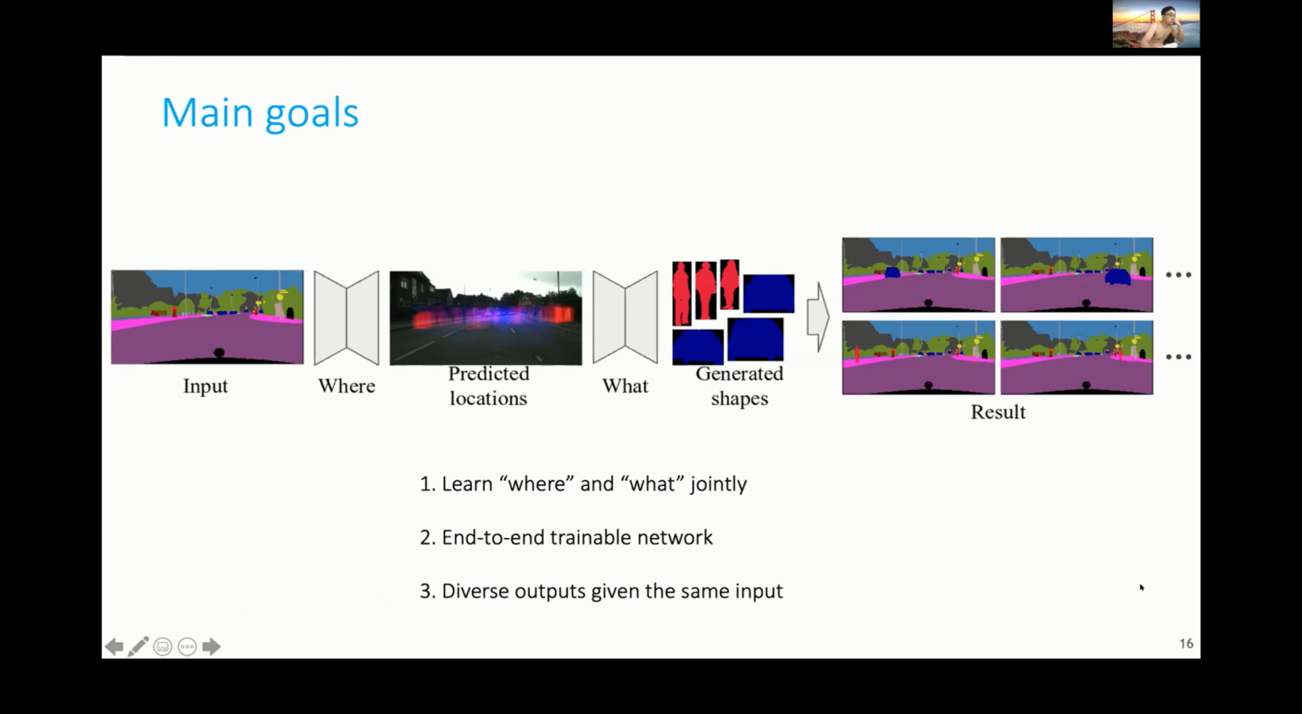We want to first predict the likely location of the objects, and then we can synthesize the shape. But we want to learn these two modules jointly, and we want to build an end-to-end model for that. And as I mentioned, we also want to generate diverse outputs as much as possible.